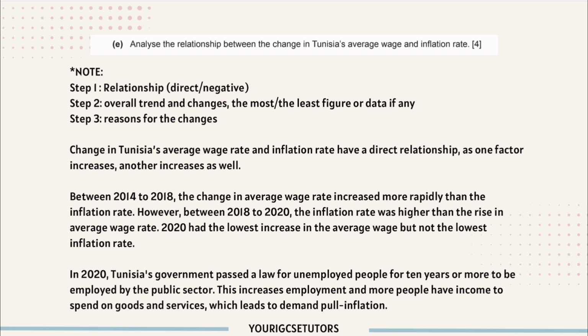First, change in Tunisia's average wage rate and inflation rate have a direct relationship. And you can explain what is direct relationship. As one factor increases, another increases as well. Okay, come to step two. Between 2014 to 2018, the change in average wage rate increased more rapidly than the inflation rate. However, between 2018 to 2020, the inflation rate was higher than the rise in average wage rate. 2020 had the lowest increase in the average wage, but not the lowest inflation rate.